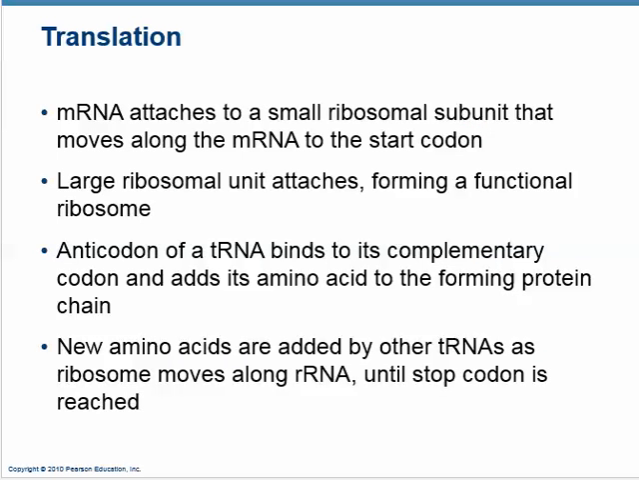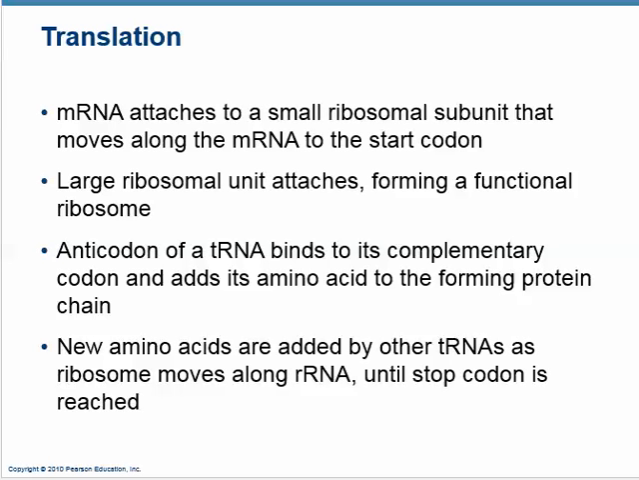So the messenger RNA attaches onto the ribosome and then starts to move along the ribosome to that start codon. Then a large ribosomal unit attaches, the ribosome becomes functional. So the anticodon of the transfer RNA then binds to the codon that's complementary to it.